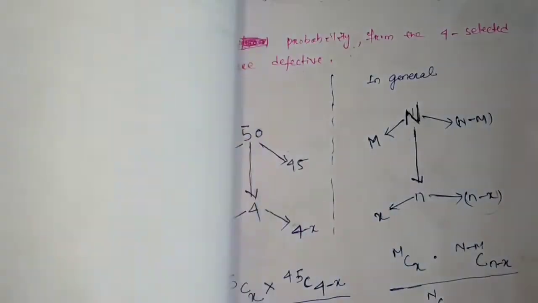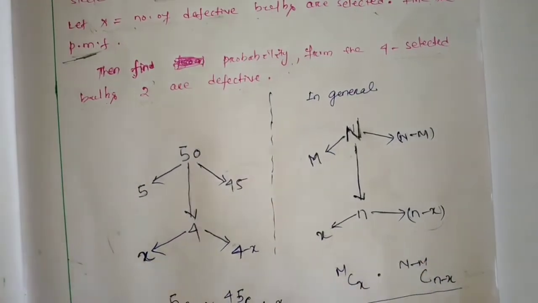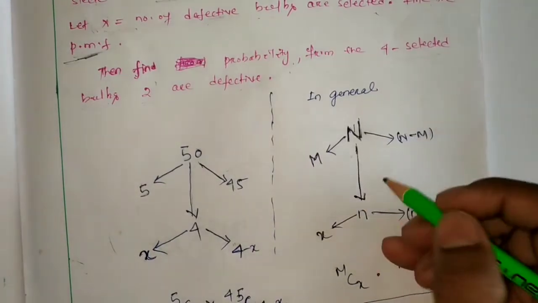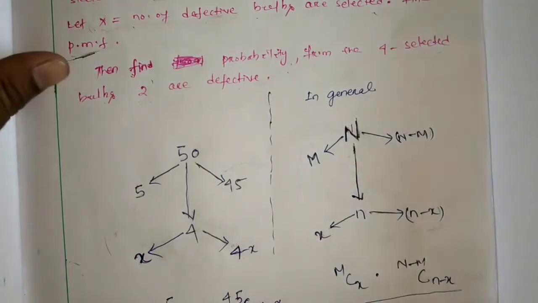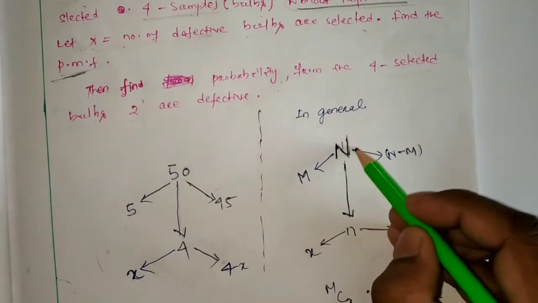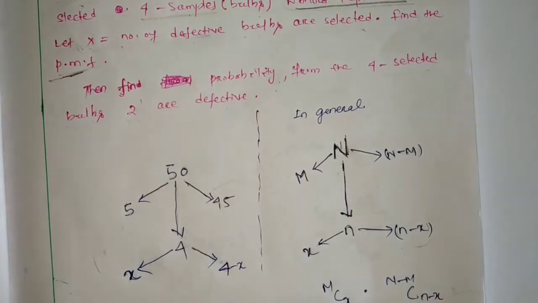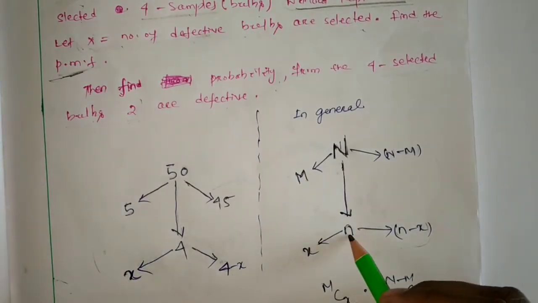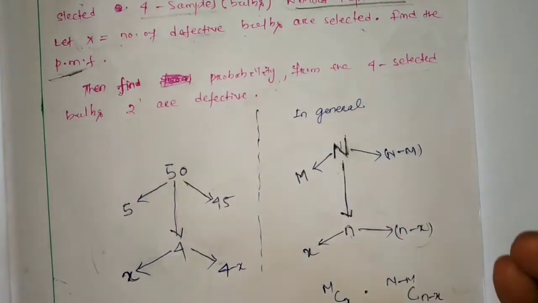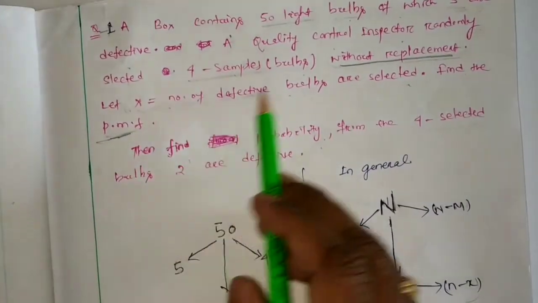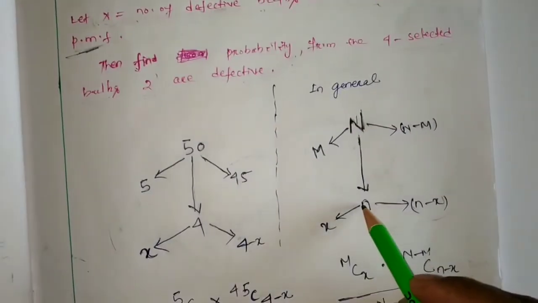So for that, here is an easy trick or method that generally all students adopt. Here capital N is our total number of items. Okay, so I selected n number of samples, right? This is your small n. So without replacement, the inspector is trying to find the number of defective balls. So let X be the number of defective balls.